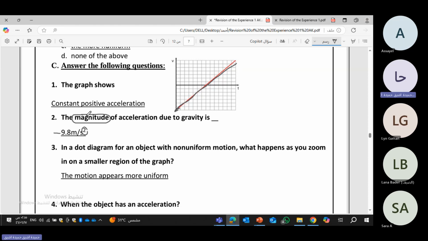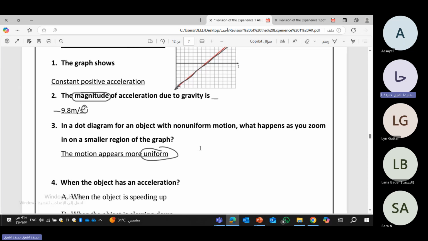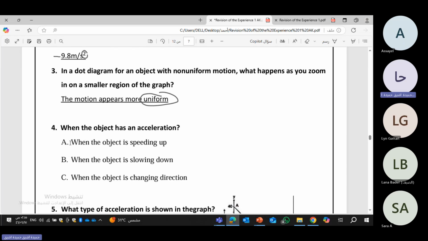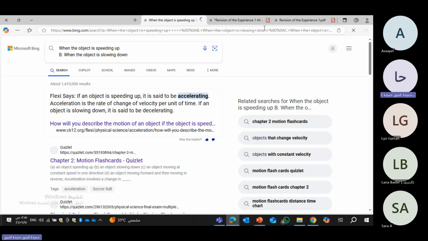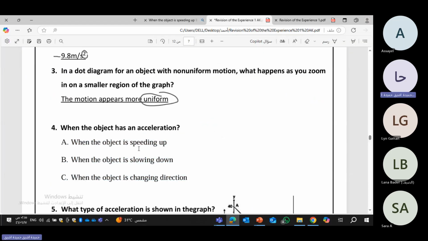So the same dot diagram with non-uniform motion. What happens if you zoom in again? What will happen to the small region? You can find it more uniform. Actually, this is repeated in a different way, so it's a very important question. Girls, this one will come for sure as a writing question. Please memorize it.